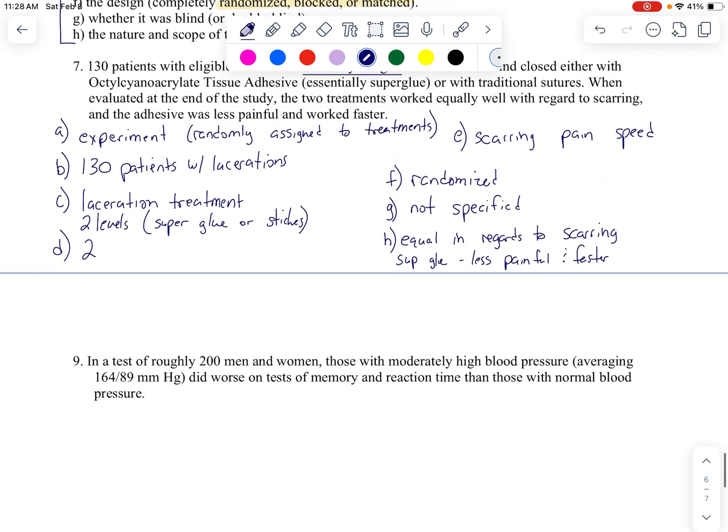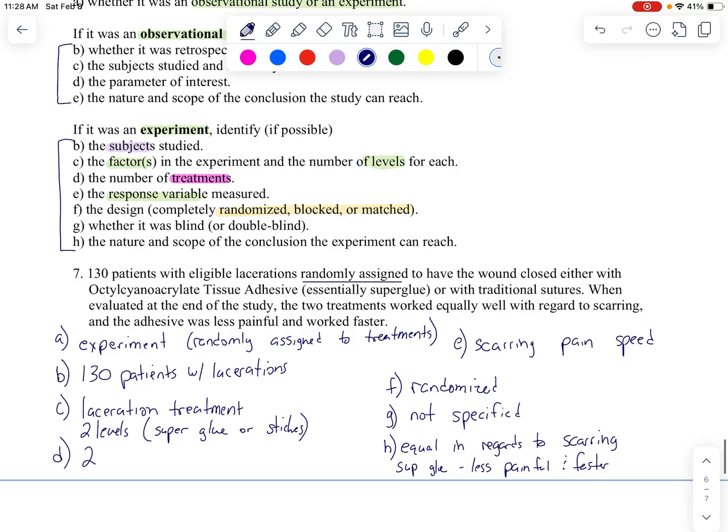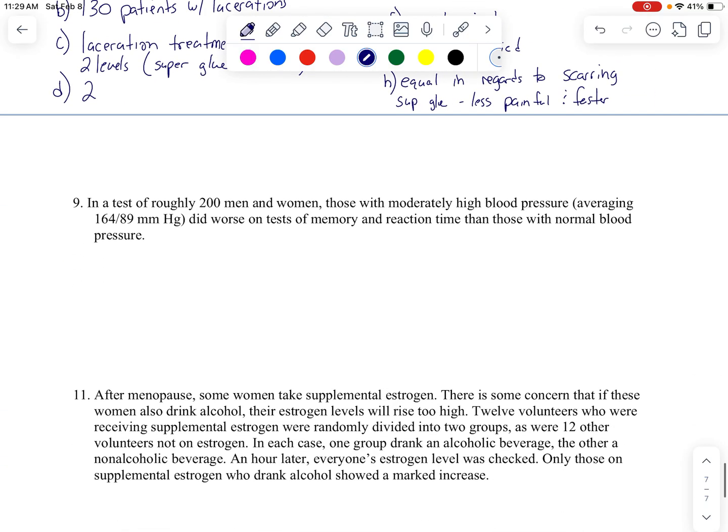Okay, question 9, and again, we're going to answer those same, well, either 4 questions, 5 questions, or 8 questions, depending on what we have here. Okay, so we're going to roll on to number 9. In a test of roughly 200 men and women who had moderately high blood pressure, averaging the following, they did worse on tests of memory and reaction time than those with normal blood pressure.